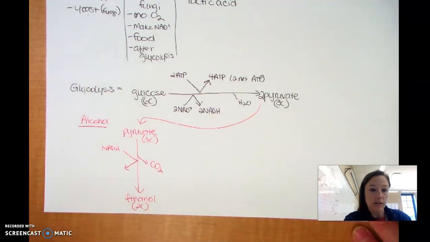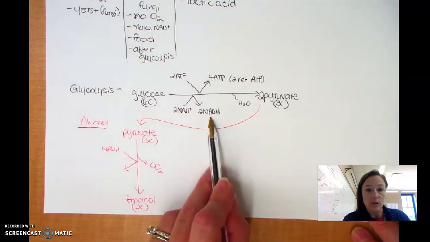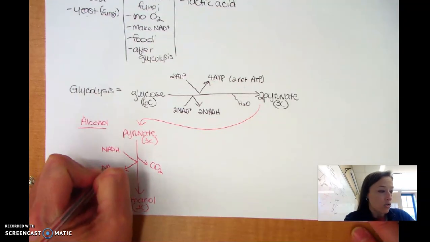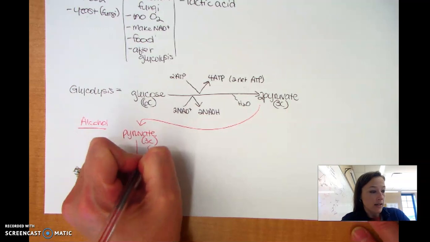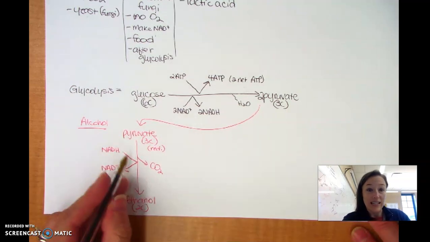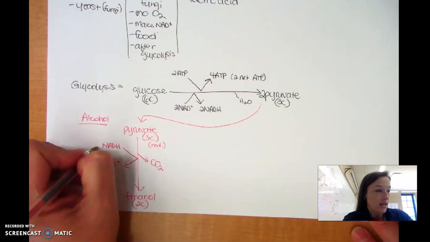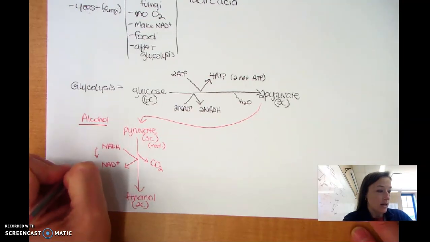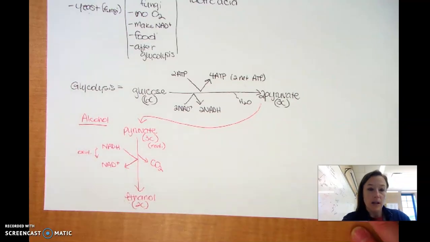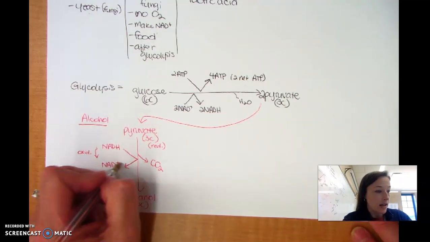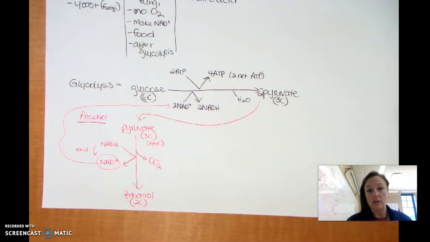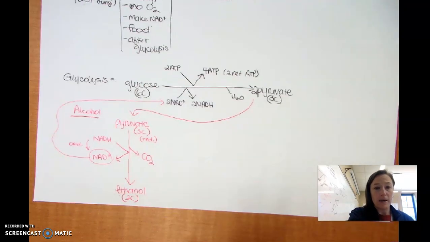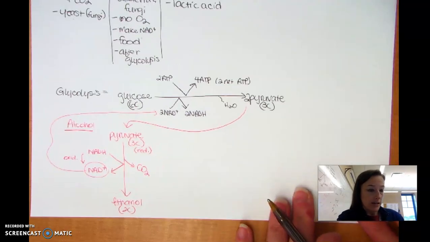When that happens, the conversion of pyruvate to ethanol is going to need the addition of some electrons. So what we're going to do is take these NADHs produced in glycolysis, strip off their electrons, and give them to pyruvate to make ethanol. So pyruvate is going to be reduced because it's going to get the electrons as it becomes ethanol, and your NADH is going to be oxidized into NAD+. Now this NAD+ can then go back up here to be reused by glycolysis, so glycolysis can continue.